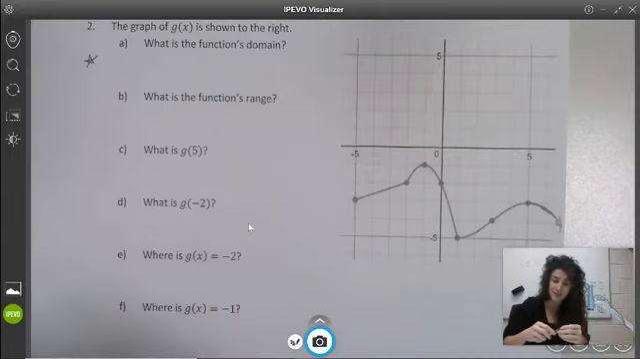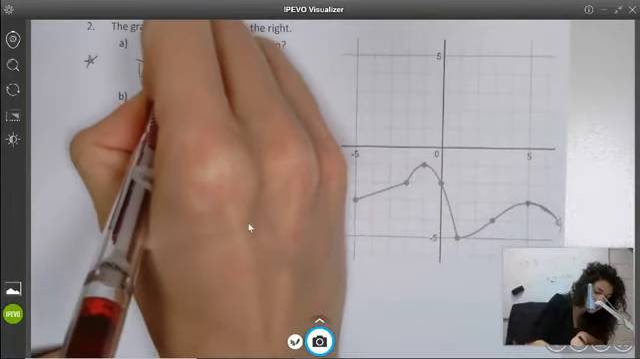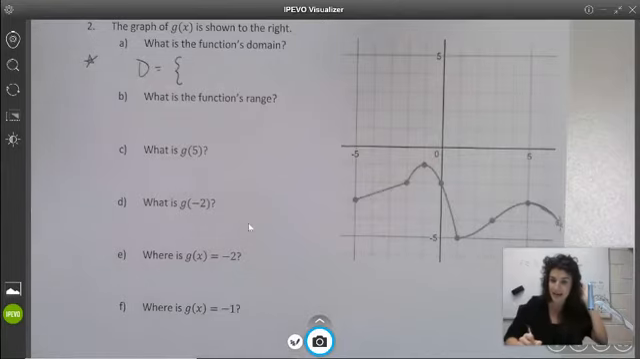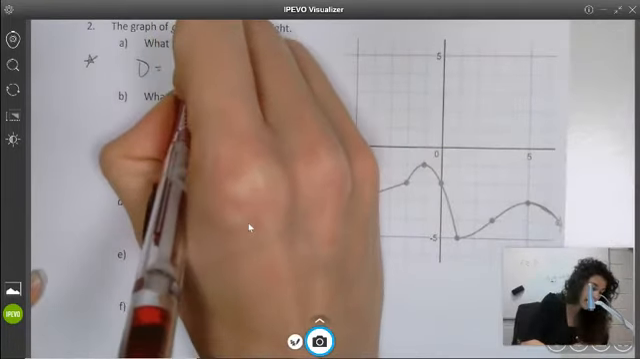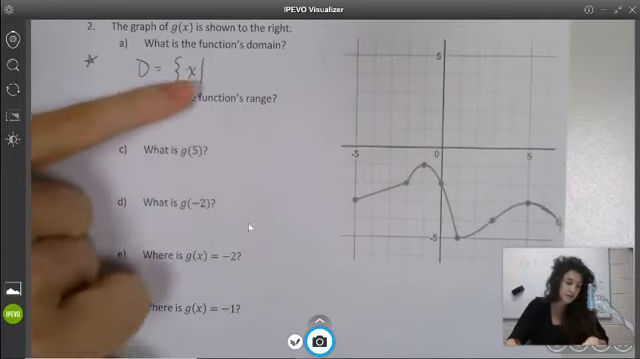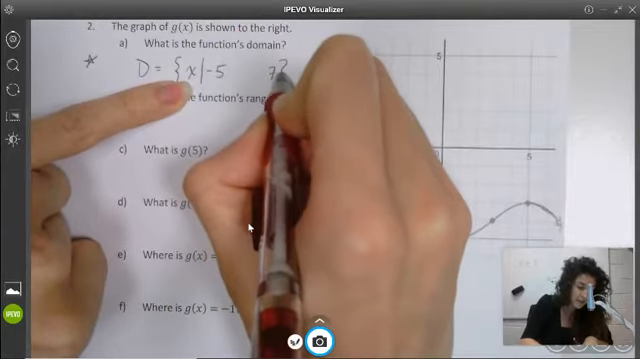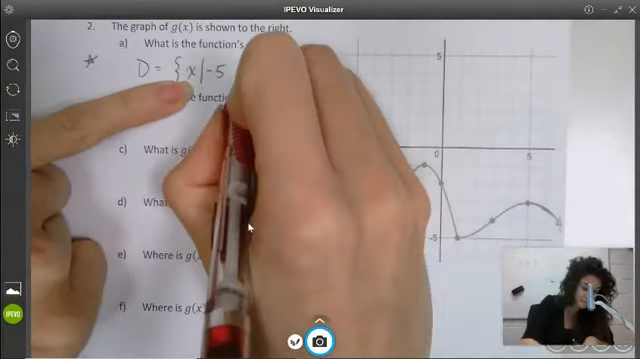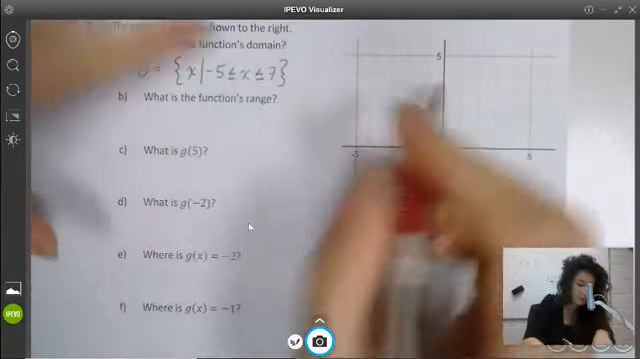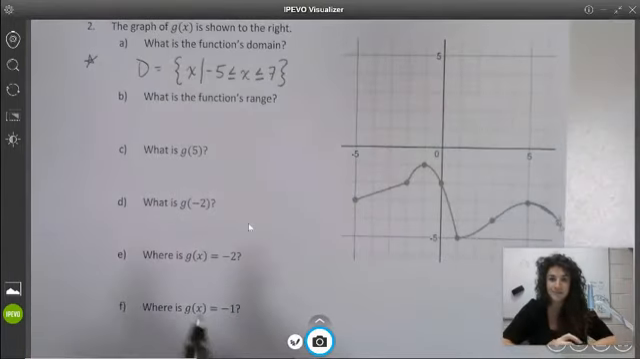And let's try and remember how we write this notation. Remember that we do D for domain equals, and since it's the set of all x values, we use curly brackets to denote a set. And it's all x values, and x is true here because we're talking about a graph, such that x lives between -5 and 7. We're going to put less than or equal to because we do include those values in the domain.